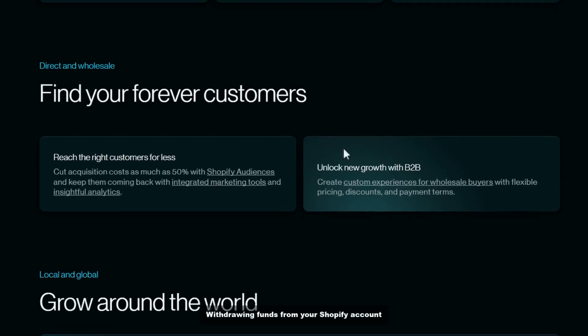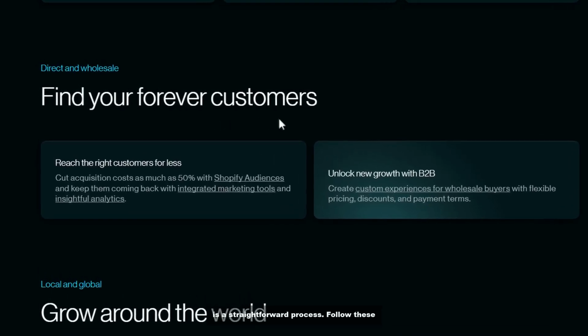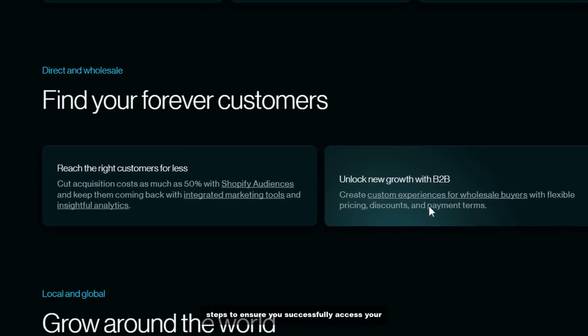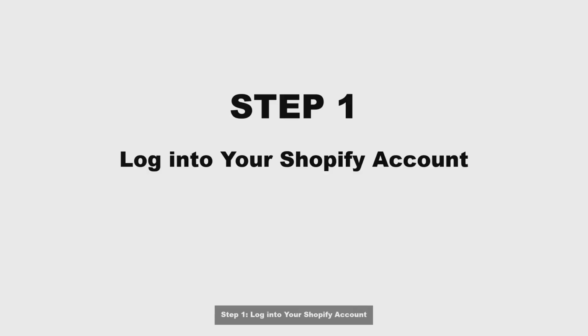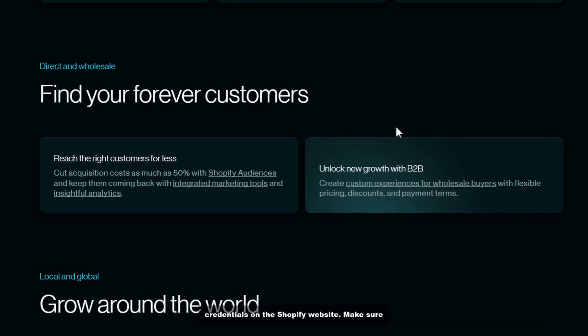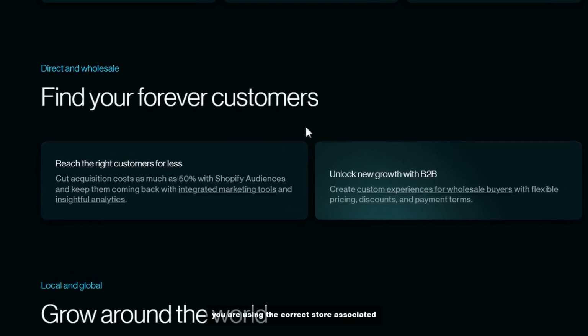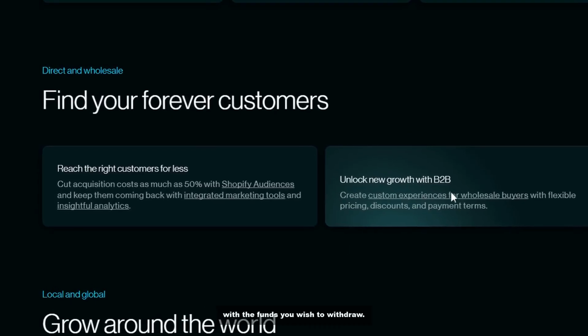Withdrawing funds from your Shopify account is a straightforward process. Follow these steps to ensure you successfully access your earnings. Step 1. Log into your Shopify account. Access your Shopify account by entering your credentials on the Shopify website. Make sure you are using the correct store associated with the funds you wish to withdraw.